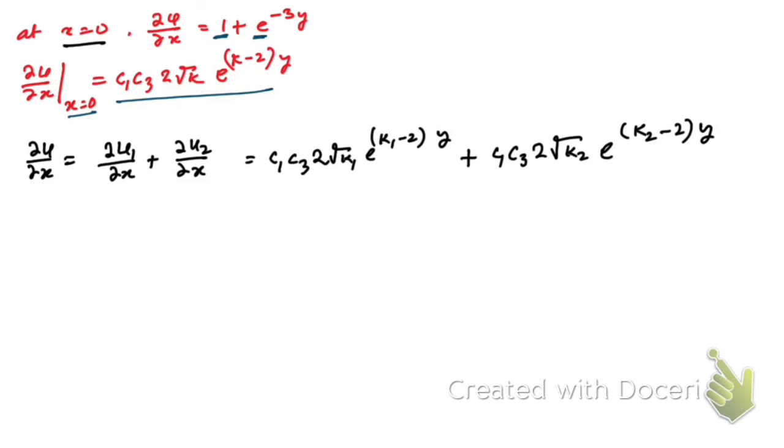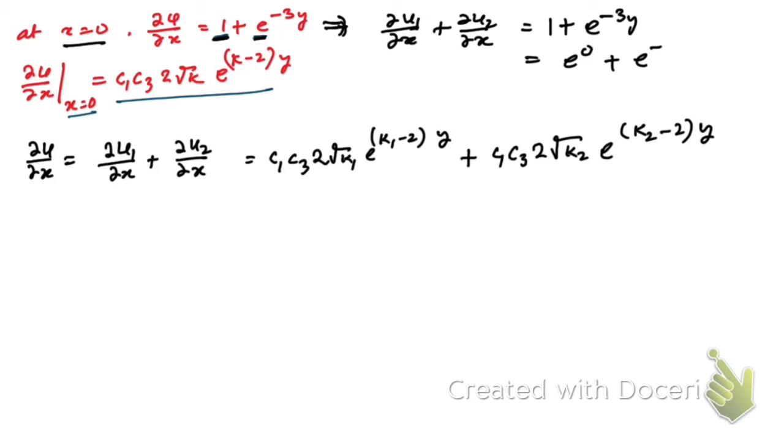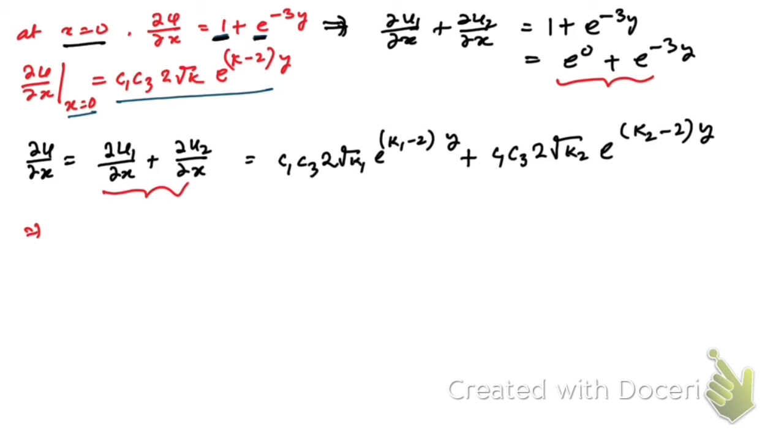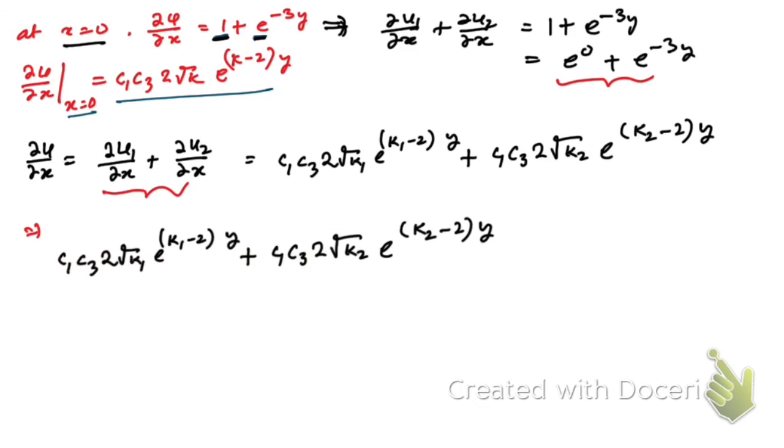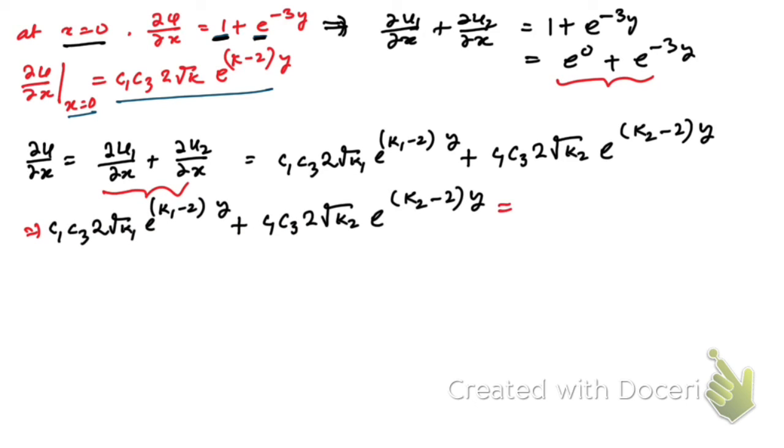And here you see, from here you can compare this one as del u1 by del x and this is del u2 by del x, right? So here you see this can be written as del u1 by del x plus del u2 by del x is equal to 1 plus e to the power minus thrice y. You can compare that way, and this one can be written as e to the power 0 minus thrice y. So if you replace these two by this, what can we get? So we're gonna get c1 c3. So just let me copy these things and let me write here. So this is what we're gonna have. This is equal to this. We're gonna get this, right?